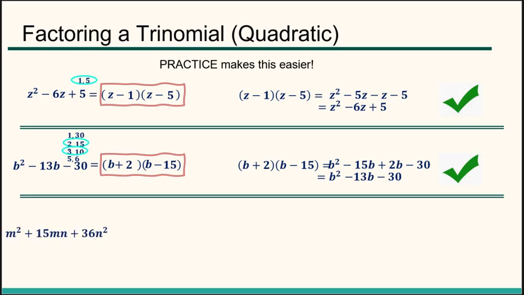m squared plus 15mn plus 36n squared. Don't worry about that n squared at the back end of that. Just relax. Let's just do this like normal. Need the factors of 36 though, and there's a few of those. Oh my goodness, you got to list them all off. There they are. Who can make a 15? There's only one pair that can make a 15.